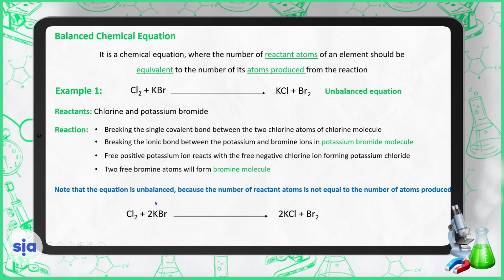Therefore, we need two molecules of potassium bromide to react with the chlorine molecule, which consists of two chlorine atoms, to form two molecules of potassium chloride and a molecule of bromine. Now, if you look at this equation, now it's balanced.